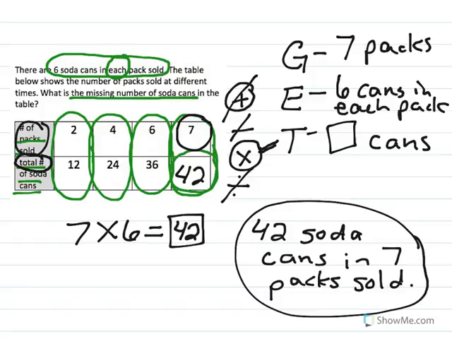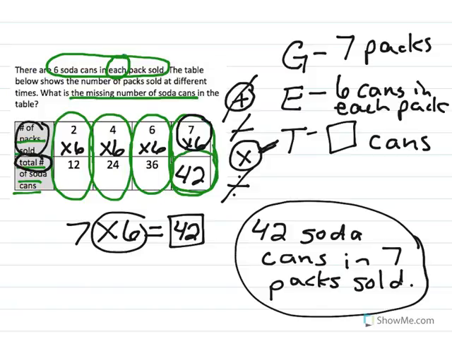So like you saw here, the relationship was between a pair of numbers. The 2 went with the 12, the 4 went with the 24, the 6 went with the 36, and the 7 went with the 42. Now here I can check that I did the correct operation. I multiplied by 6. 2 times 6 equals 12. 4 times 6 equals 24. 6 times 6 equals 36. And 7 times 6 equals 42.